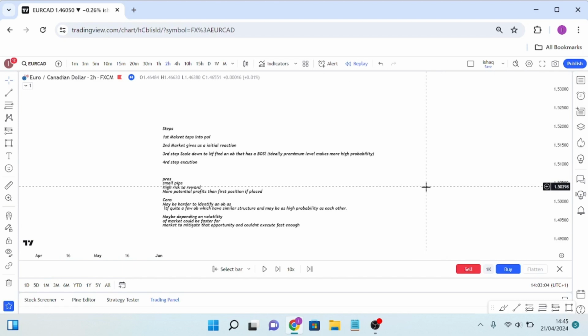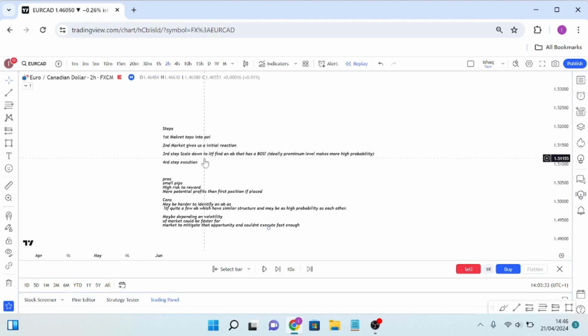The first step, market taps into our POI. The second step, market gives us an initial reaction. The third step, we scale down to the lower time frame. The initial reaction potentially could be the order block that we first took, and we want to get a second entry, potentially lower pips, higher risk to reward, so we can get more profits, potentially more risk to reward.